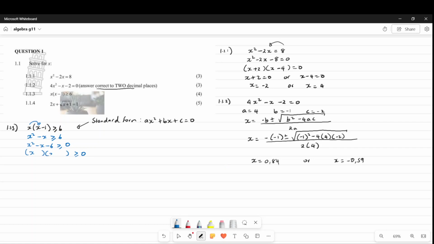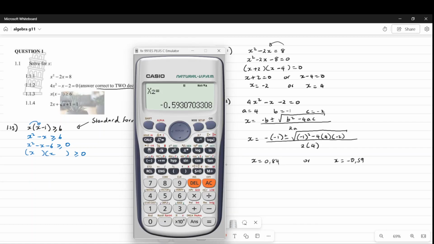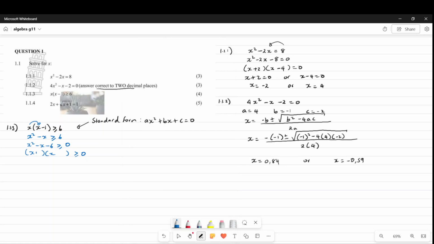So you got x here, x here. You can grab your calculator quickly for the factors. So a is 1, b is -1, and c is -6. We got 3 and -2, so that will be +2 and -3.